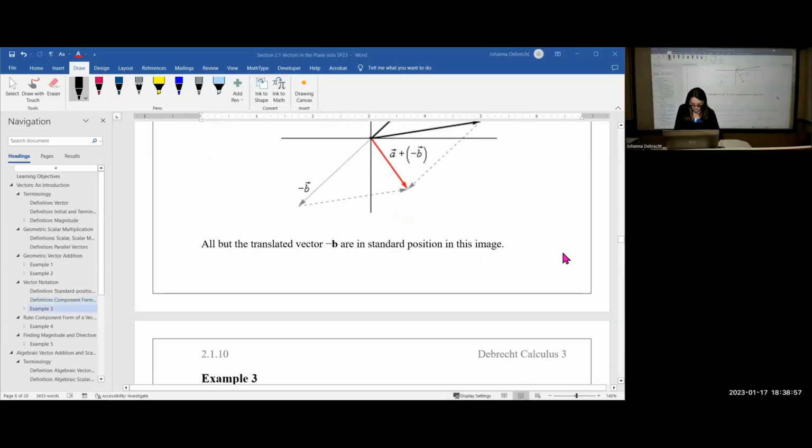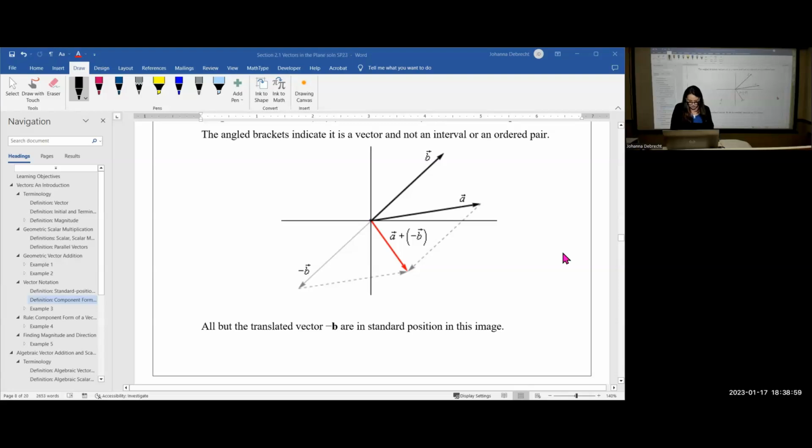Okay. In this particular picture right here, all but the translated vector negative b are in standard position. Now the translated one is actually this one right here. So this vector over here, this is not in standard position.